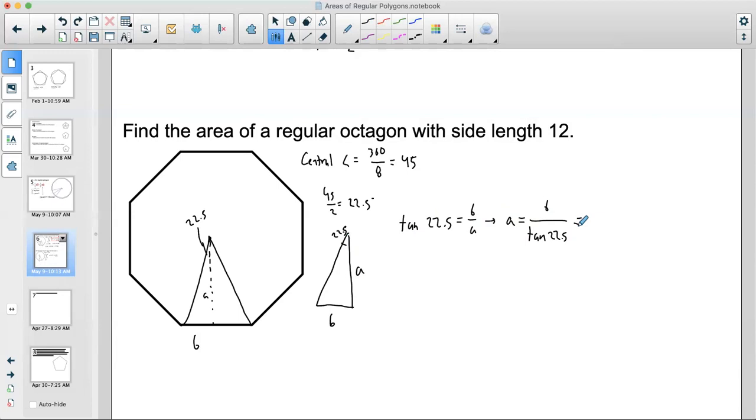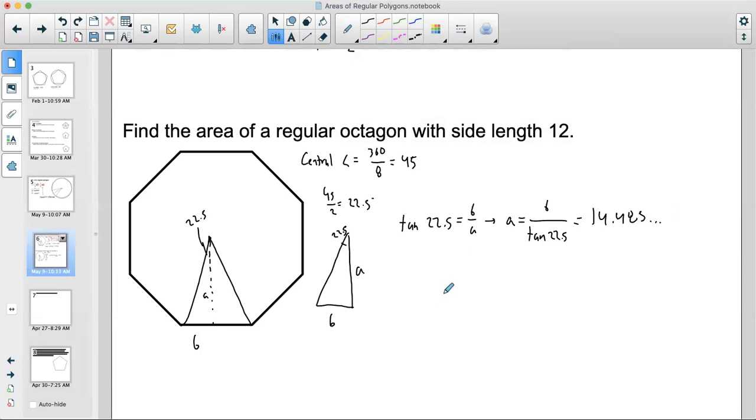Which is 6 divided by tangent 22.5. It's 14.485, and so on.